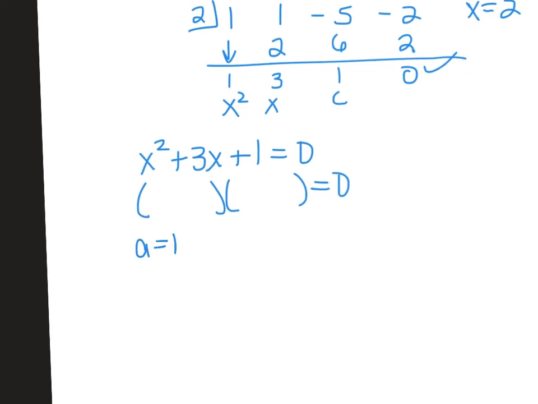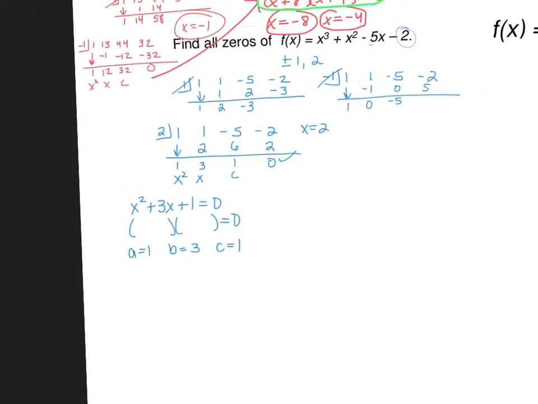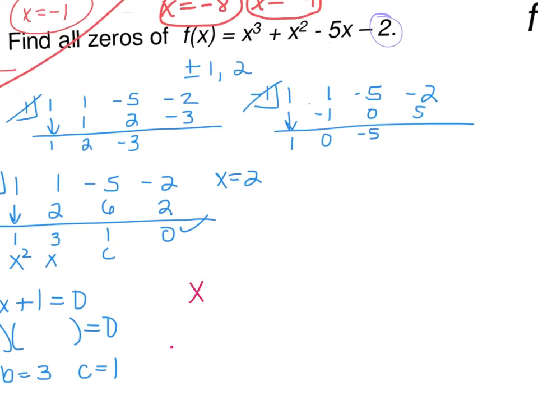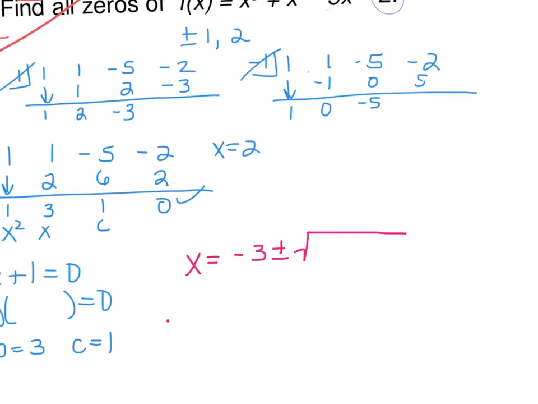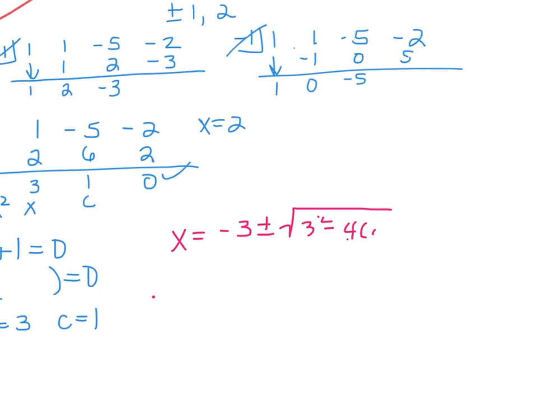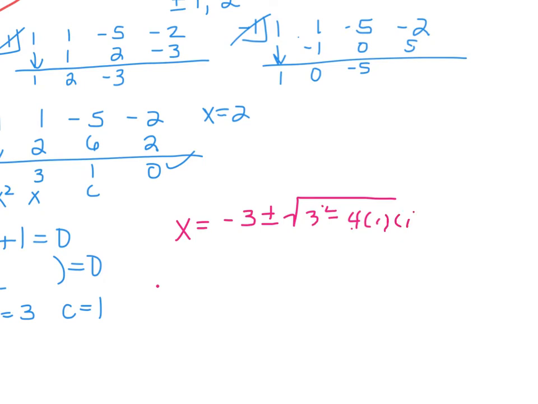Okay, so real quick, guys. A equals 1, B equals 3, C equals 1. We're going to do the quadratic formula. Y'all can do this, no worries. Negative b, so x equals negative 3 plus or minus the square root of b squared, so 3 squared, minus 4 times 1 times 1, all over 2 times 1.